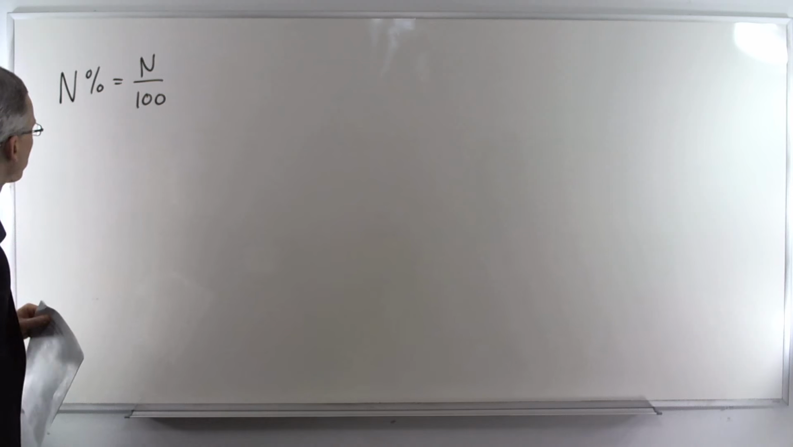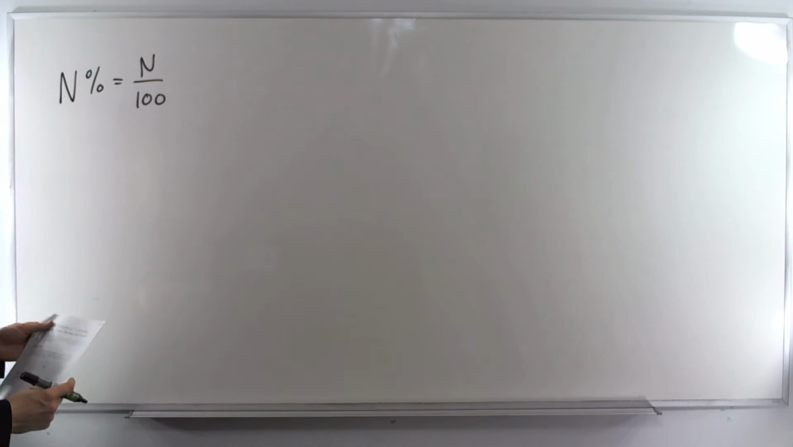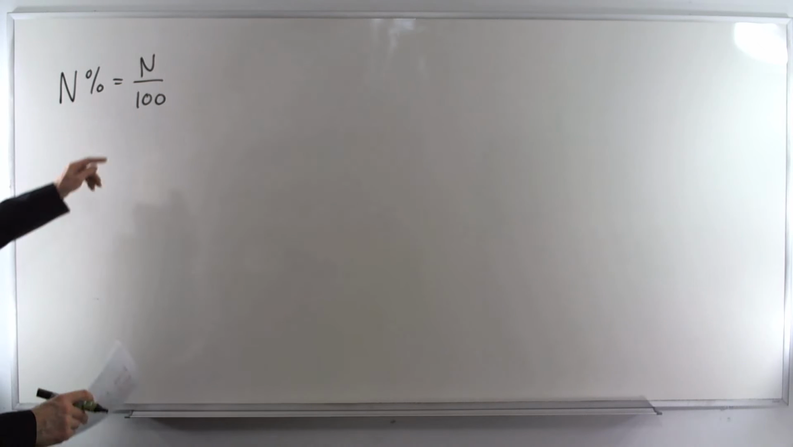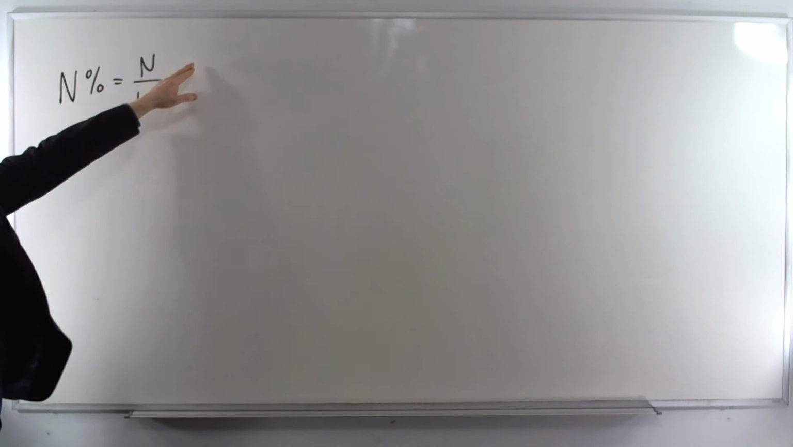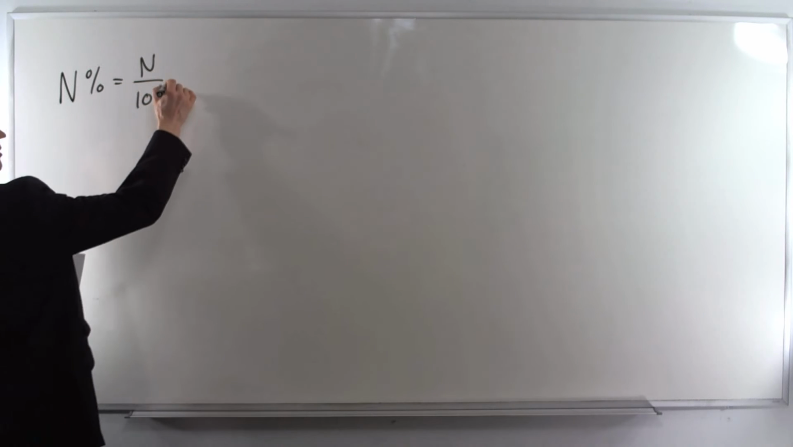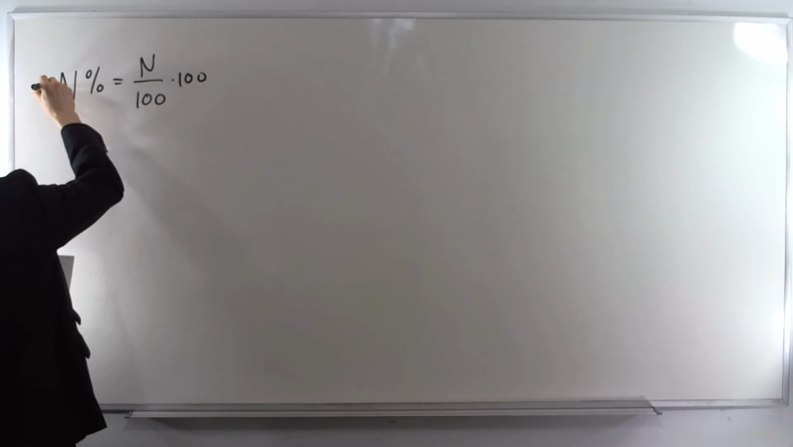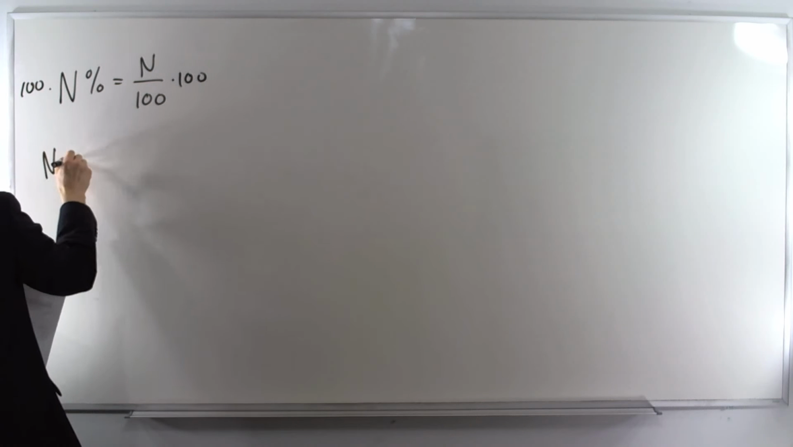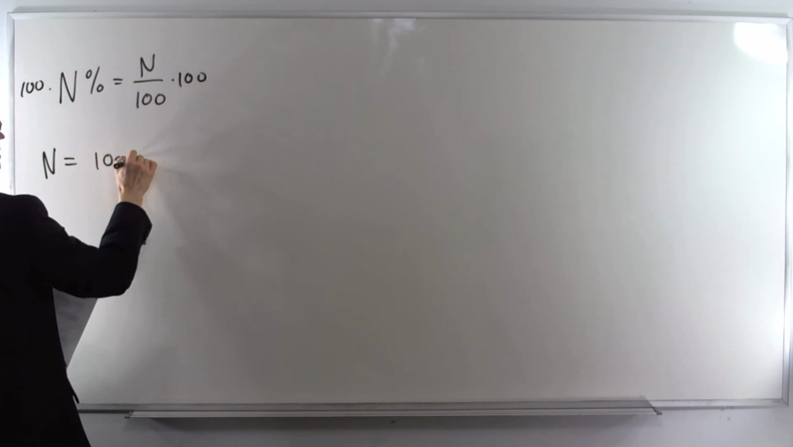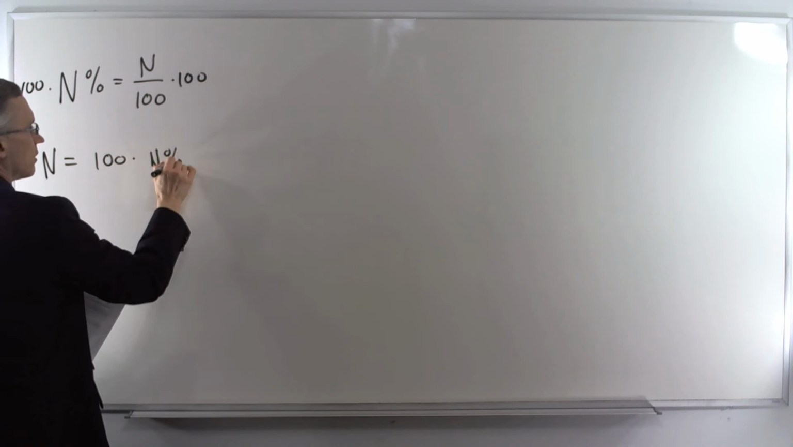So here's our definition of percent. So let's say I wanted to get n by itself. Well, I could multiply both sides of this equation by 100. The 100s over here are going to cancel. And then I get n equals 100 times n%.